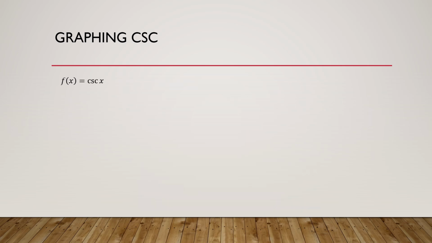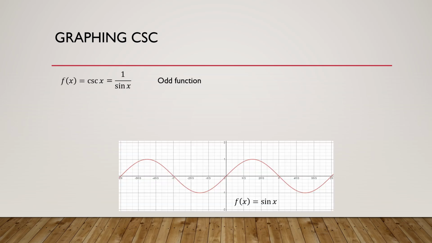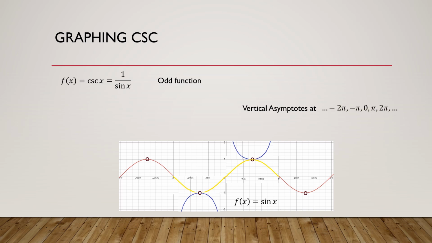F of x equals cosecant x. This function is defined as 1 over sine x, and like sine x is an odd function. We start with the sine graph. This function will be equal to 1 when sine x is equal to 1, and equal to -1 when sine x is -1. When sine x is between 0 and 1, cosecant x will be greater than or equal to 1. When sine x is between -1 and 0, cosecant x will be less than or equal to -1. This continues to vertical asymptotes for values where sine x equals 0, or at 0 and multiples of pi.